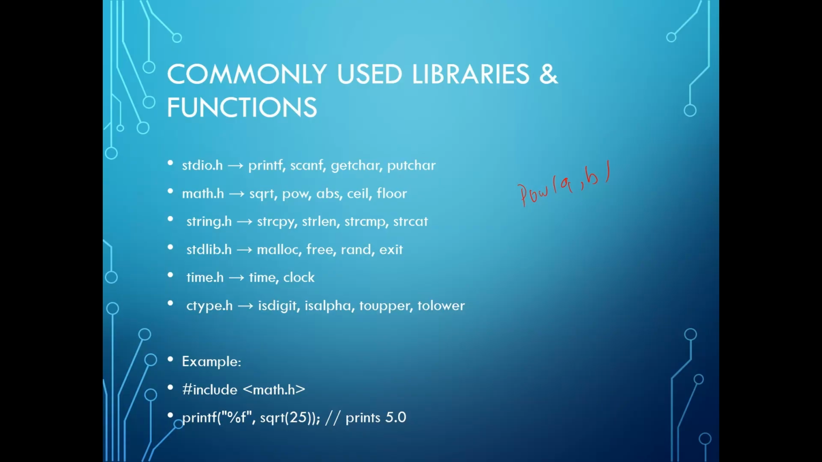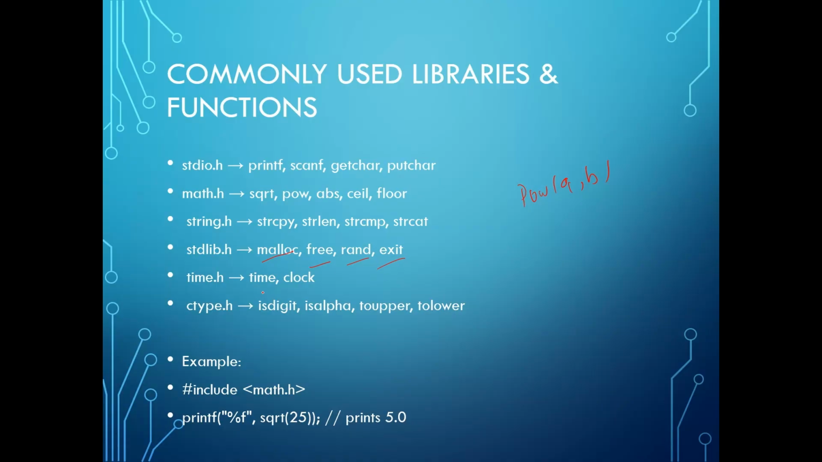Coming to the stdlib.h, malloc allocates memory dynamically. We will read about it later. Then free frees the allocated memory. Then rand generates a random number. Exit terminates the program.